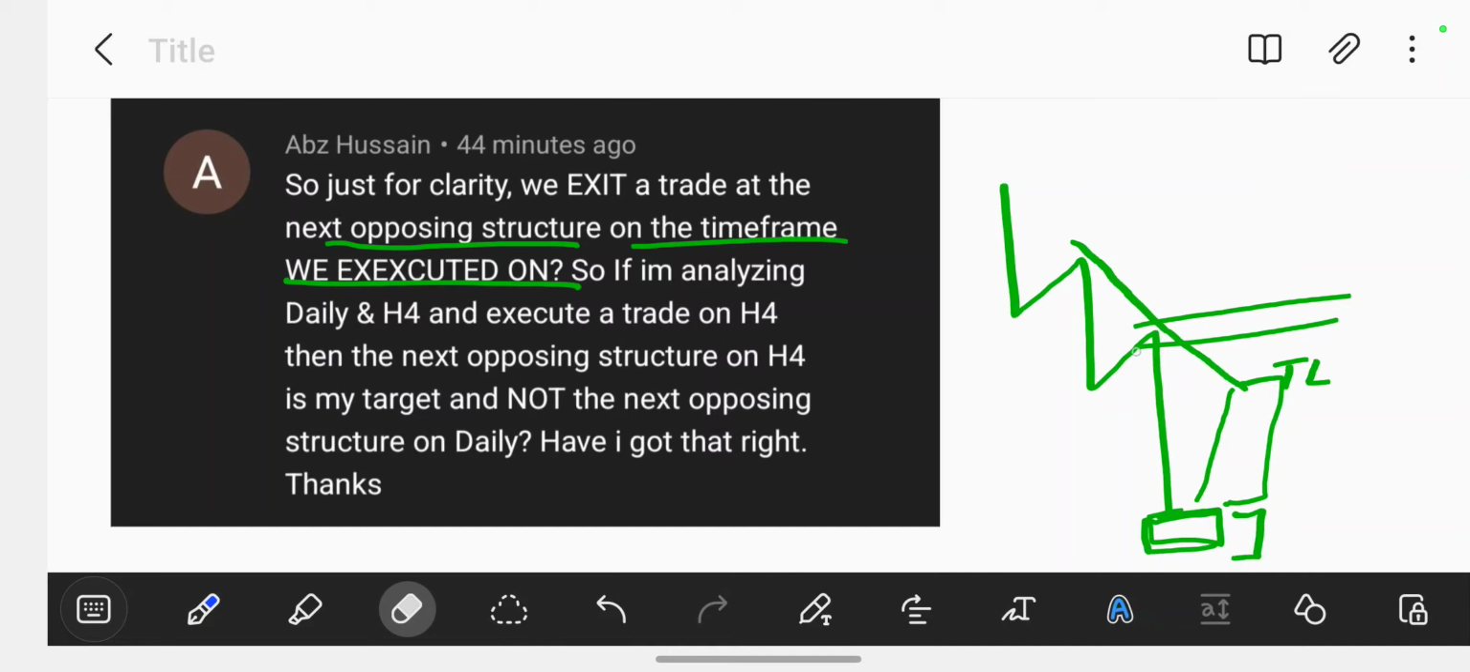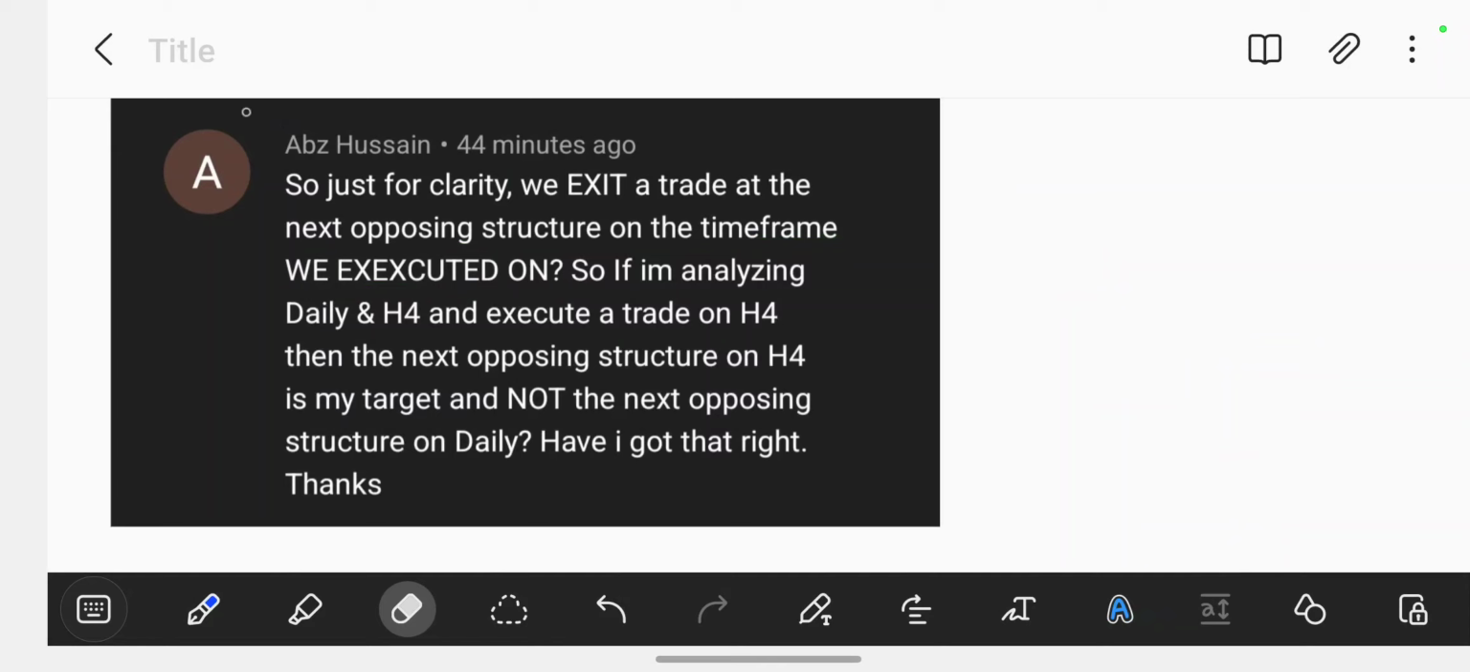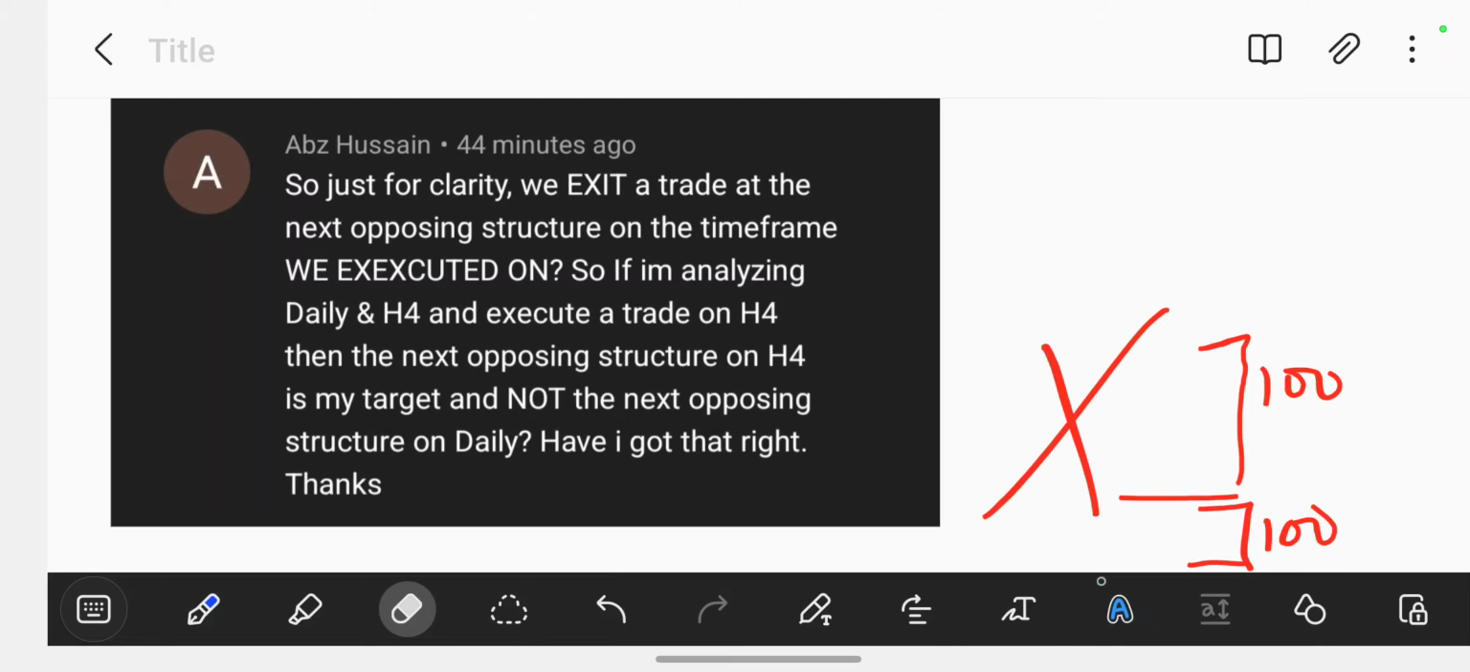If you find that the distance between where you're entering and the next opposing structure is like 1:1, you find that it's 100 this side and it's 100 this side, then you're not going to execute that. You can't say I'm executing and then I'm going to exit at the next opposing structure, because the amount that you're risking and the amount that you stand to make is equal.